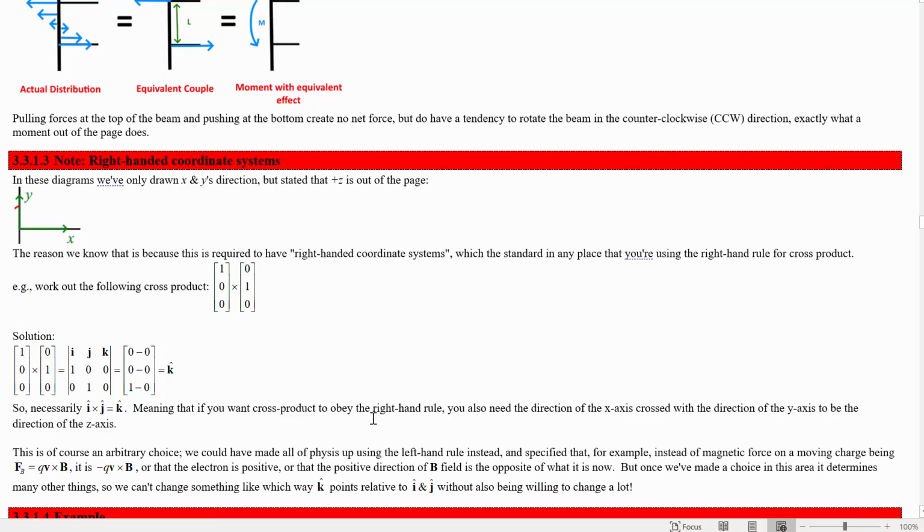So what I'm trying to say here is double check, don't make Z go into the page if X and Y are like this. It's required to be out of the page by everything that's requiring us to use the right-hand rule.